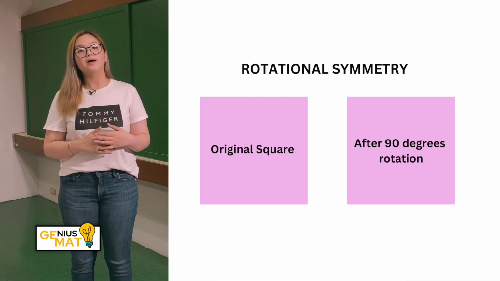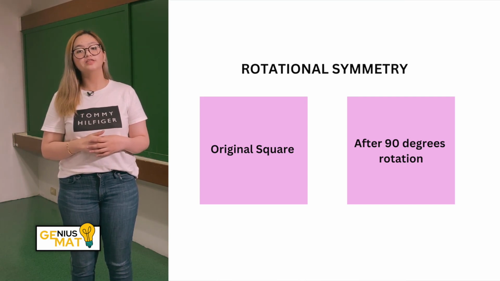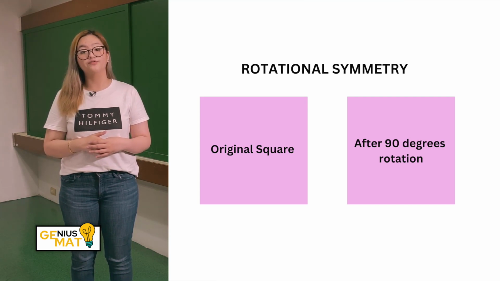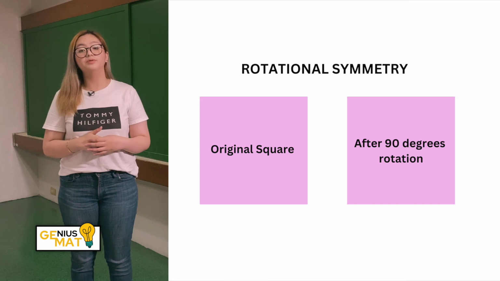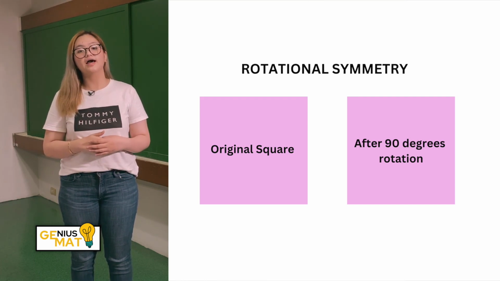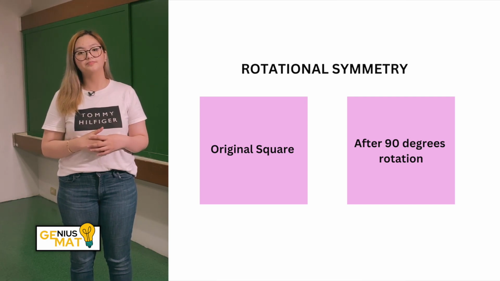Rotational symmetry. A pattern has rotational symmetry if it looks the same after being rotated by a certain angle around a fixed point. For example, a square has a rotational symmetry of order 4 because it looks the same after being rotated by 90 degrees around its center. Similarly, a circle has rotational symmetry of infinite order because it looks the same after being rotated by any angle around its center. Other examples of shapes with rotational symmetry include regular polygons, stars, and snowflakes.